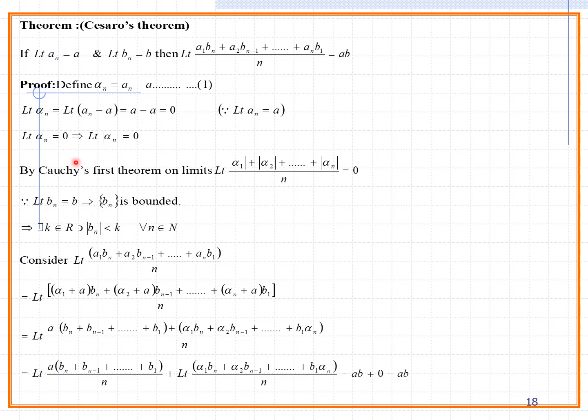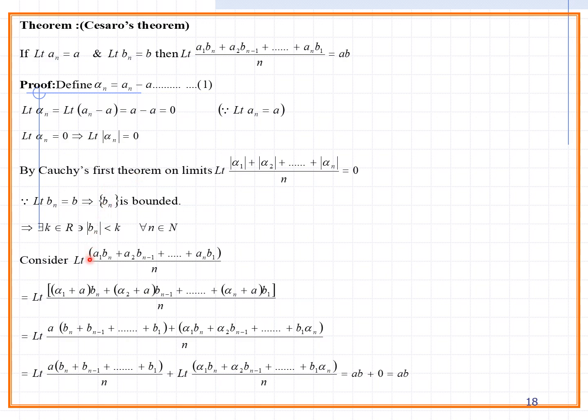So next, second: limit bn equal to b. Limit bn equal to b means automatically it is convergent, then bn is also bounded. So bounded condition: there exists k belongs to R such that modulus bn less than k. So this is the bounded sequence. The first one is convergence related, the second one is Cauchy's first theorem, the third one you can take as bounded.